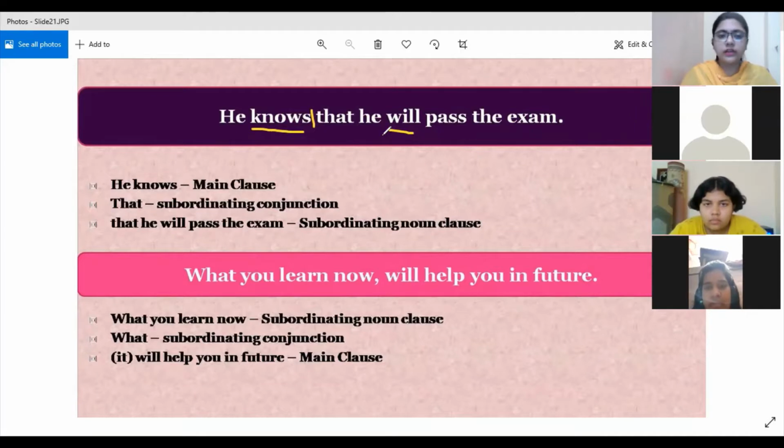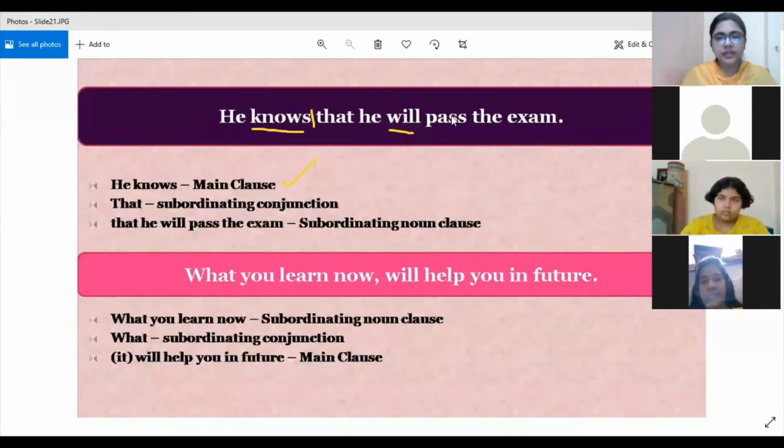Now further, we are going to identify which clause is the main clause and which clause is the subordinate clause. As you see, he knows is making complete sense and it can stand on its own. Therefore, it is a main clause. Fine. Then that he will pass the exam. If you read this exclusively, not in the context of he knows, then you will see that this is not making complete sense. So this becomes a subordinate clause, and the other thing is that it is beginning with a subordinating conjunction, so that also makes it a subordinate clause.